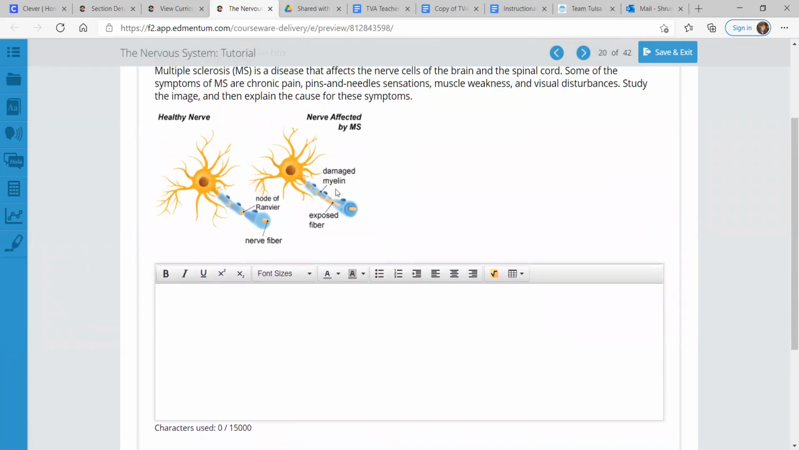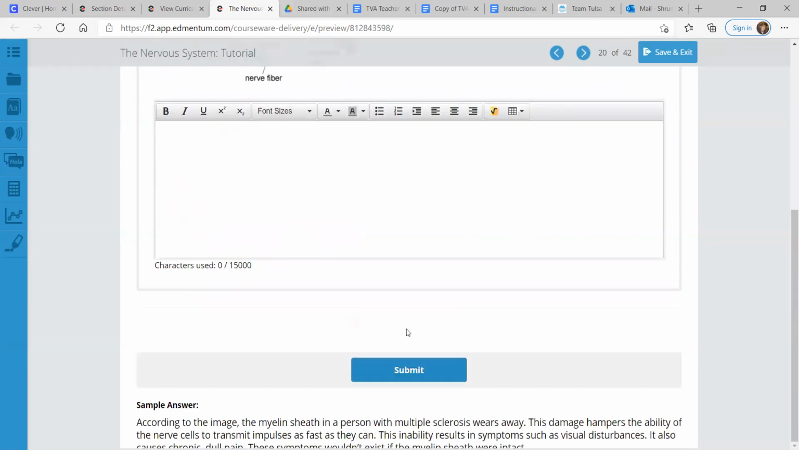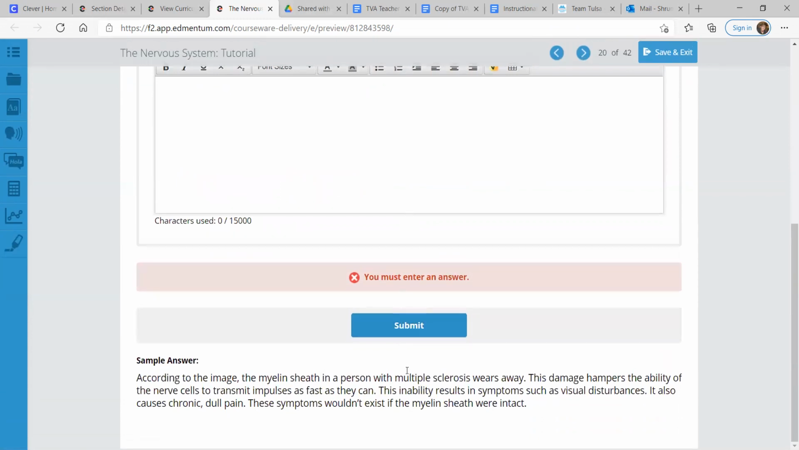Well, it looks like there's a damaged myelin sheath and exposed fibers here. So according to this image, in a person with MS, the myelin sheath wears away. And if that's damaged, that affects the ability of the nerve cell to transmit impulses quickly. So it slows things down. And that can result in visual disturbances. It can also cause chronic dull pain.